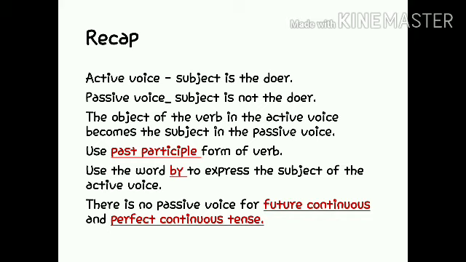There is no passive voice for future continuous and all the perfect continuous tenses: present perfect continuous, past perfect continuous, and future perfect continuous. So for four tenses we don't have passive voice, so we have only 8 passive structures. Totally 12 active structures and 8 passive structures. All these 20 sentence structures will help you to speak or write error free.